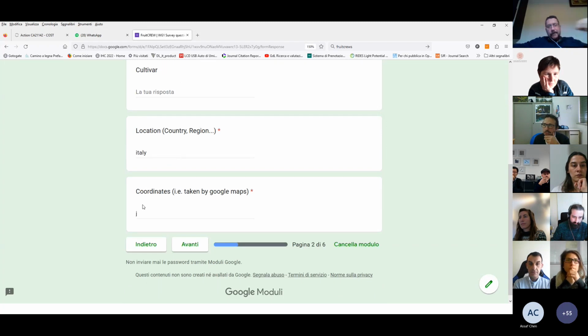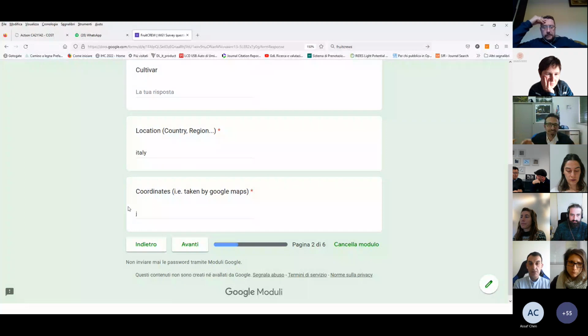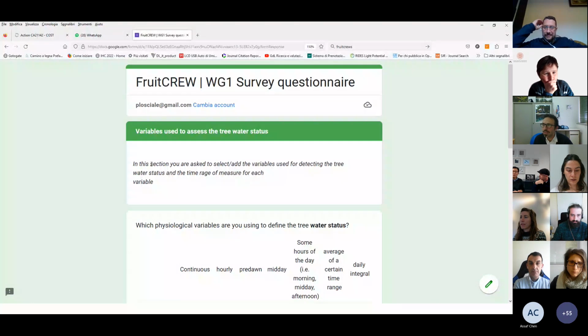The location, also the coordinates, is mandatory information, because in this way we can map all the virtual fields, not so virtual, we are testing, and the part of the world. And so the first section is dedicated to the variables used to assess the tree water status.